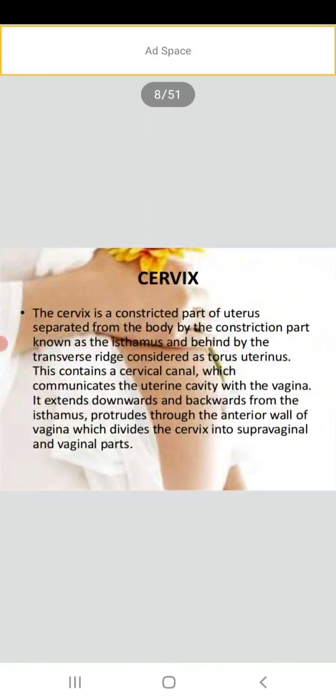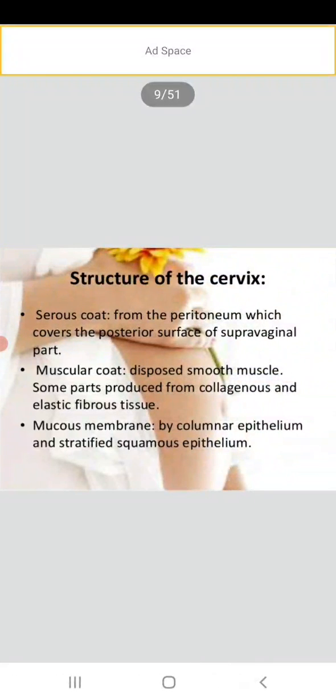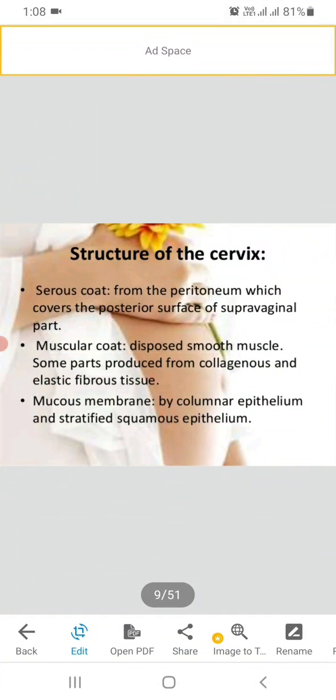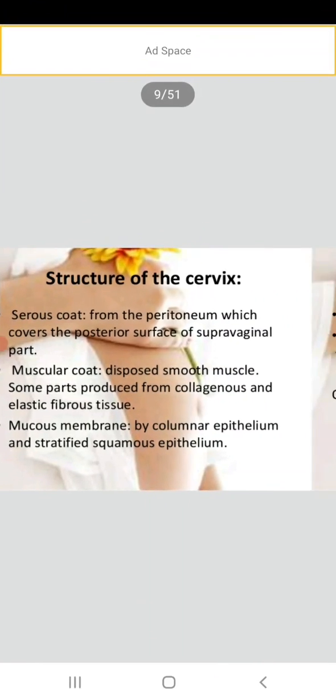It extends downwards and backwards from the isthmus and protrudes through the anterior wall of the vagina, which divides the cervix into supravaginal and vaginal parts. Then the structure of the cervix: a serous coat from the peritoneum covers the posterior surface of the supravaginal part. The muscular coat has disposed smooth muscle, with some parts from collagenous and elastic fibrous tissue. The mucous membrane has columnar epithelium and stratified squamous epithelium.